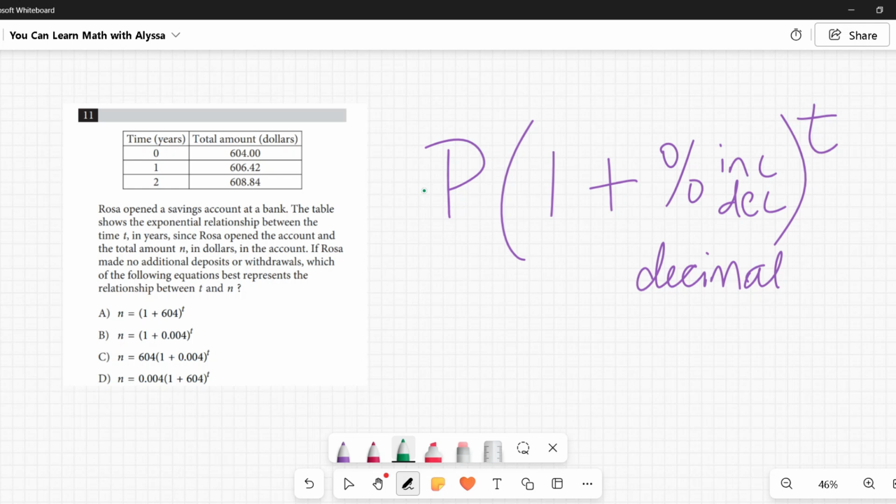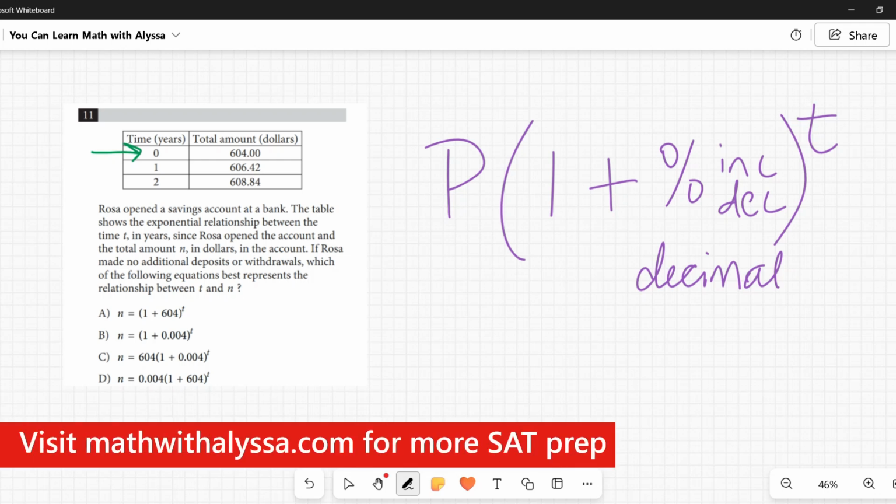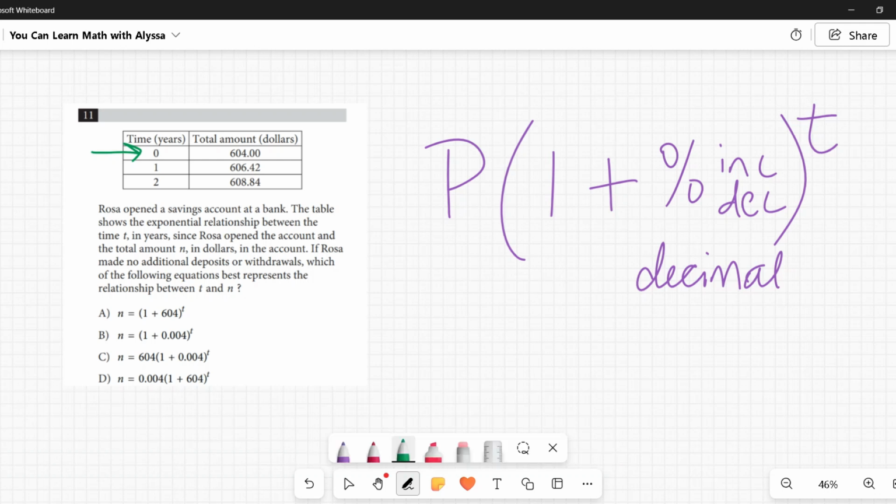So let's look at our chart and see what would go in here. We may or may not need to fill in everything. First, what is our P? What is our principal, our starting population? Whichever of those terms apply for this problem. In this case, it is our starting principal. Here it says the time in years is 0, the amount is $604. So no time has passed, $604. That's the amount she put into the bank at the very beginning, before any time has passed, before it's earned interest. So our principal is 604.